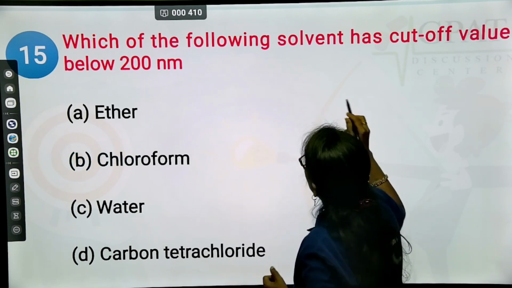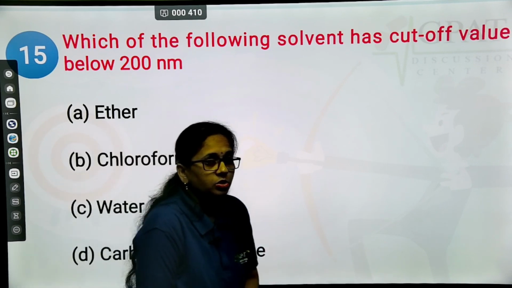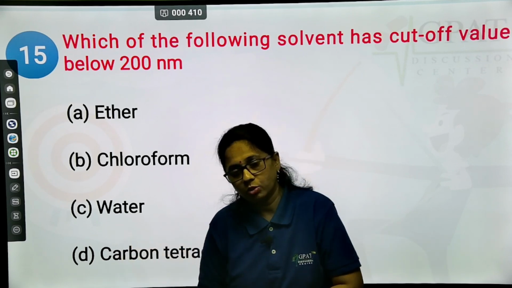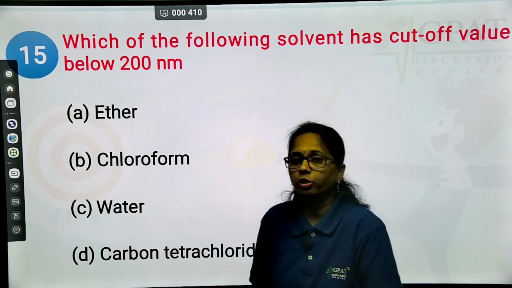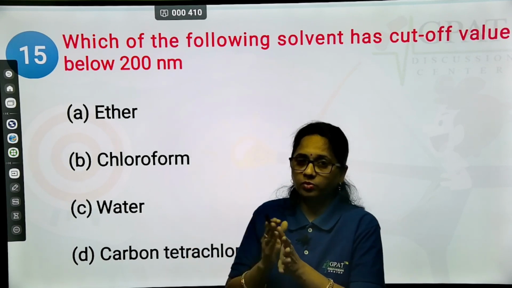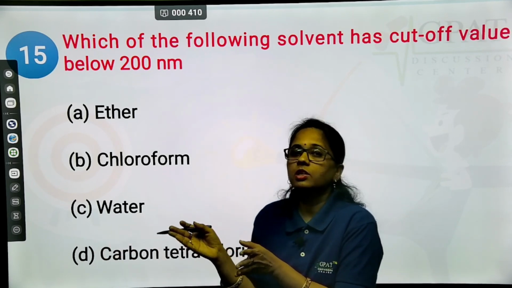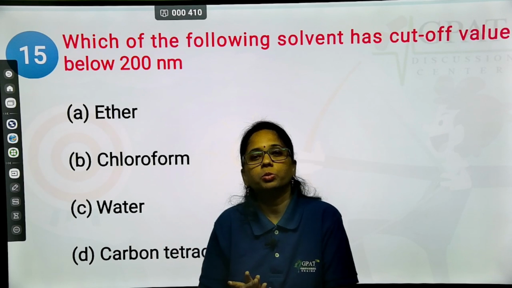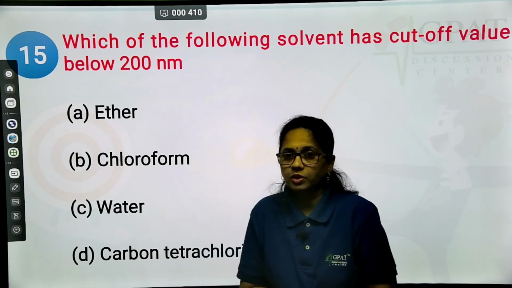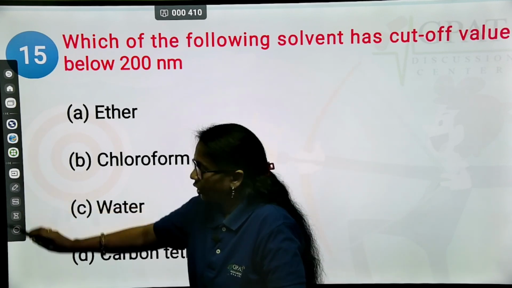Next question, which of the following solvents has the cutoff value below 200 nanometer? The UV cutoff value is also important for most of the solvents because these are also going to have some absorbance values in the UV region. Most of the compounds are going to be soluble in organic solvents, that is why we are going to have the absorbance for those solvents also. So these solvent effects are also going to cause the red shift, blue shift, and intensity variations, and you should be aware of the UV cutoff point while using organic solvents.